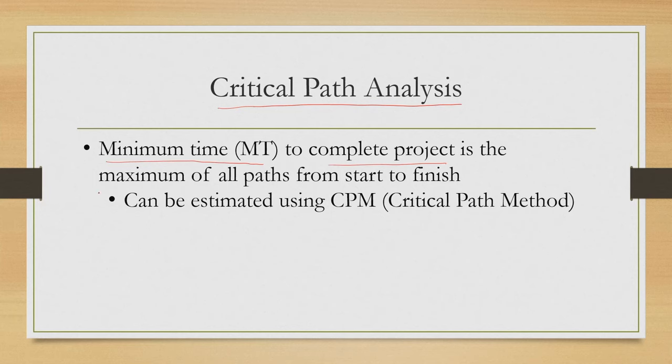So, how can we do that? By finding the maximum of all paths from start to finish in the activity network. Now, this can be done by using the critical path method or CPM. We will not go into the details of this method, but that is what we can do if we are able to represent our dependencies between tasks in the form of an activity network with time estimates mentioned for each task. If we are able to do that, then we will be able to find out the critical path, that is, the minimum time required to complete the project by following the critical path method.